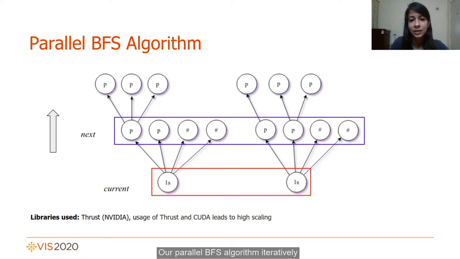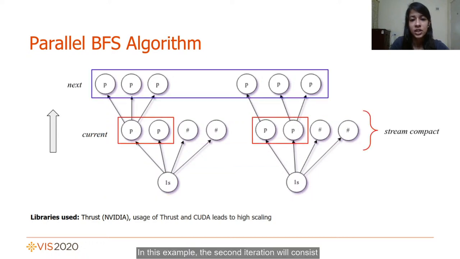Our parallel BFS algorithm iteratively computes and stores a frontier of nodes that are reachable from all source nodes, which in this case are the set of 1-saddles. During a given iteration, the current frontier discovers the next frontier, and each discovered pair is represented by P in the graph shown, with invalid pairs denoted by hashes. In this example, the second iteration will consist of the stream compacted set of valid pairs discovered in the first iteration, and these nodes will go on to discover the next frontier. The algorithm terminates when all paths reach 2-saddles and the frontier becomes empty.